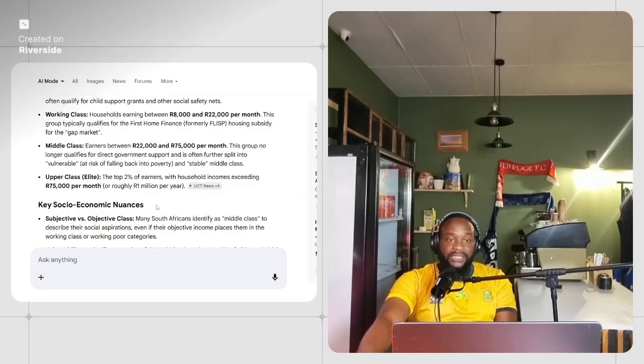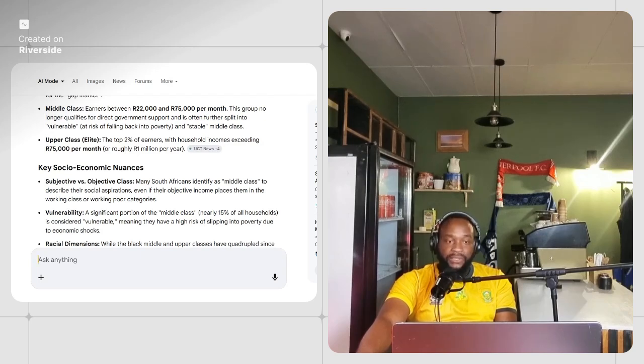Okay, key socio-economic nuances: subjective versus objective class. Many South Africans identify as middle class to describe their social aspiration, even if their objective income places them in the working class or working poor categories. Why is it like that? Can somebody drop a comment below telling me why?